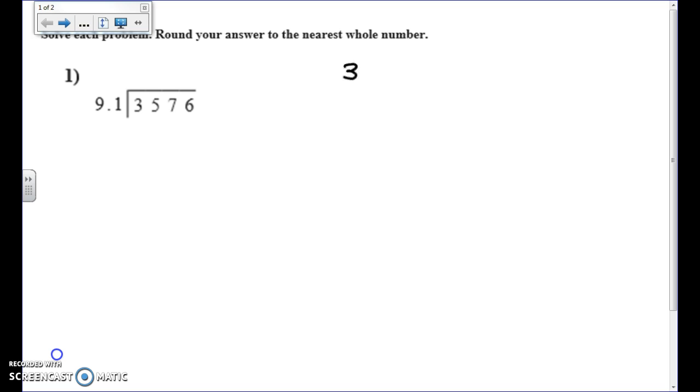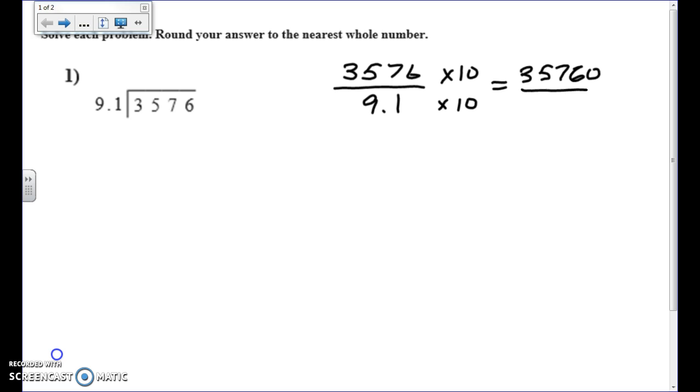it would be 3,576 over 9.1. Now, if I would like to move this decimal one place over, what I'm really doing is multiplying it by 10. To keep my fraction equivalent, I would have to also multiply the top by 10, and that will give me 35,760 over 91.